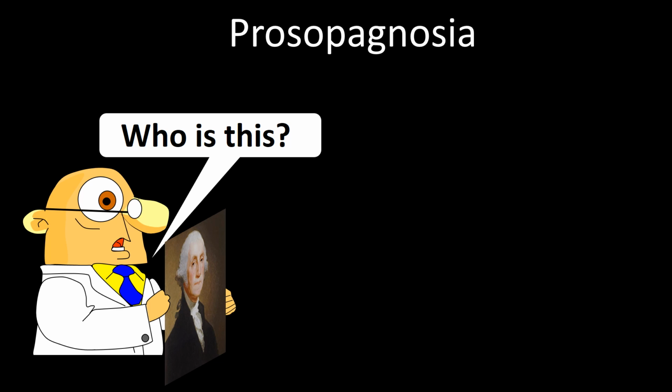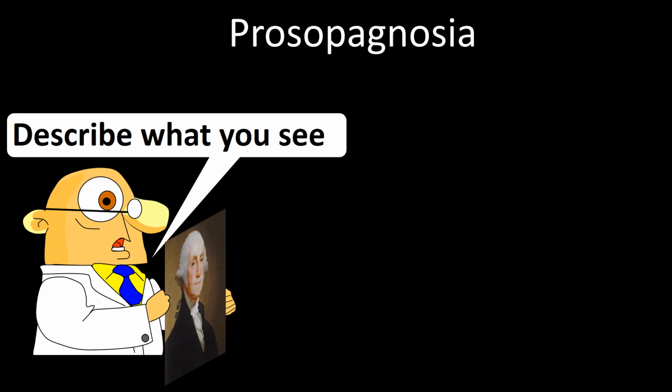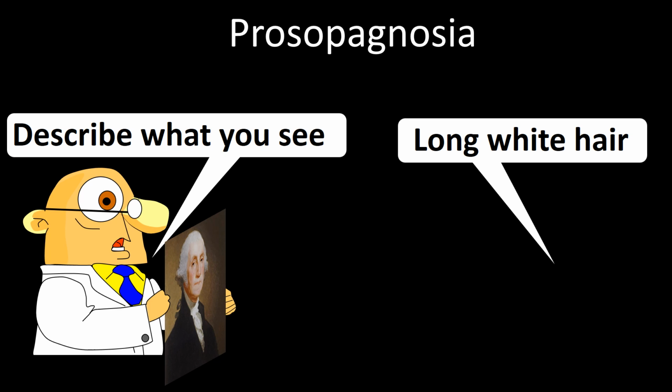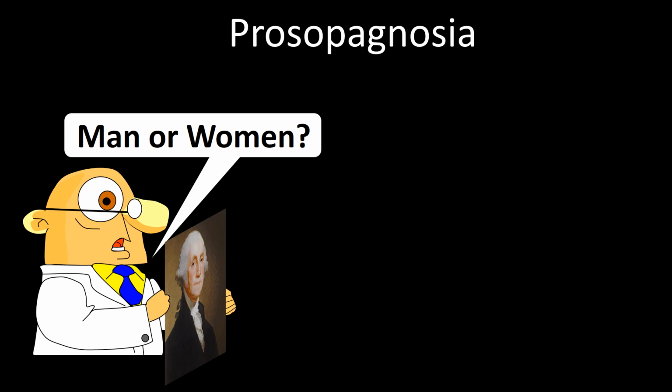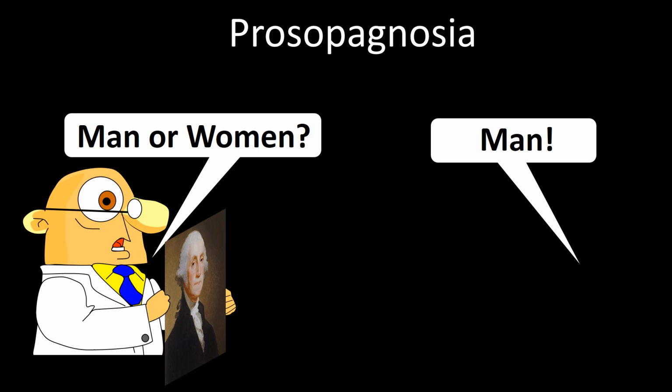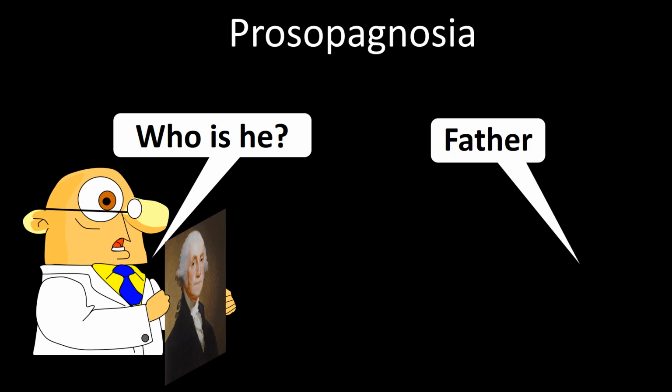He's George Washington. Then, when some patients with AD are shown this picture and asked who is in it, they may answer mother. When asked to describe what they see, they may say long white hair or someone with a long nose. If asked if the picture is that of a man or a woman, they will answer man. Then, when asked who is the person in the picture, they may answer father.